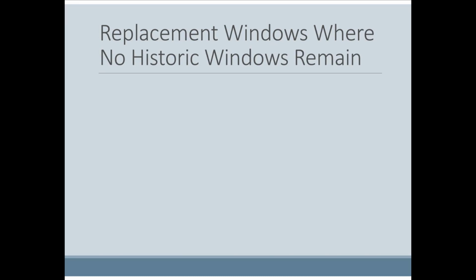Replacement windows where no historic windows remain. Many projects involve replacing windows that are not historic or installing new windows where they are missing altogether. Replacements may either reproduce the historic windows based on physical or documentary evidence, or they may be a simple generic window that is consistent with the basic historic character of the building.